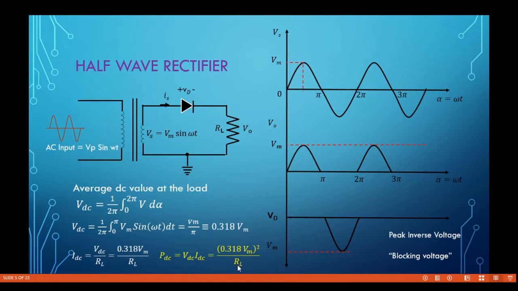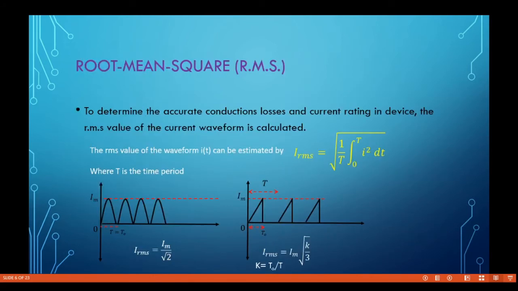Now the most important part of the half wave rectifier, generally used to define its performance, is the peak inverse voltage. Peak inverse voltage means when the diode is in reverse bias condition, how much is the voltage across the diode. Here we have used a single diode, and when the diode is reverse biased, the maximum voltage is Vm. So in the negative cycle, the diode has maximum voltage Vm. That is the peak inverse voltage of the half wave rectifier.